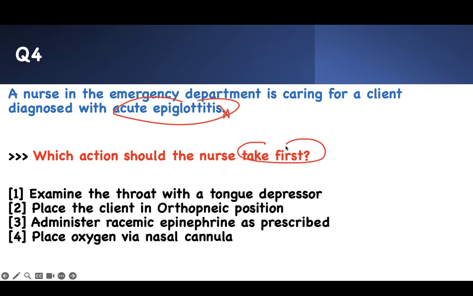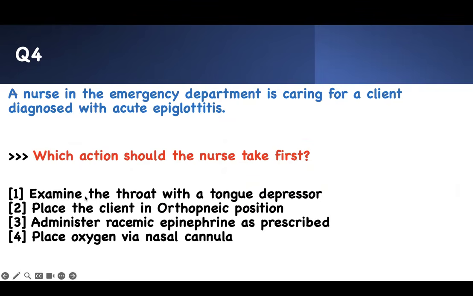First, right? Emergency is an airway. What would you do? Examine their mouth with the tongue depressor. Place the patient in tripod position, give them racemic epinephrine, place oxygen via nasal cannula. There's a bunch of things there. One said, examine the patient, look into their mouth. Two said, place them in tripod position. And three said, give them racemic epinephrine. And four said, give them oxygen. Epiglottitis patient is an emergency.